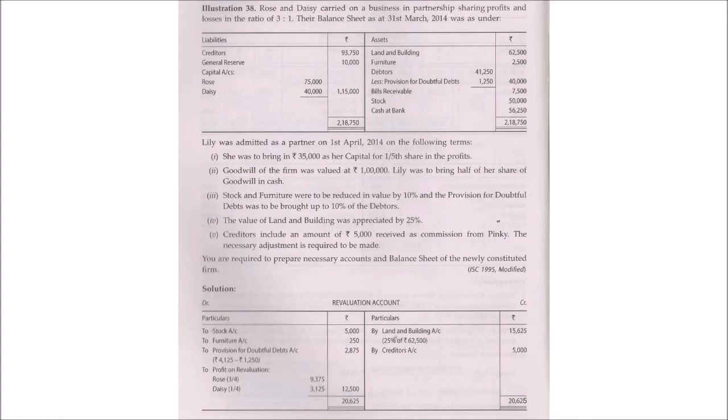Now, three amounts are there on the debit side and two amounts are there on the credit side of revaluation account. So, the total of credit side exceeds the total of debit side. So, take the total of credit side first and transfer this to the debit side also.